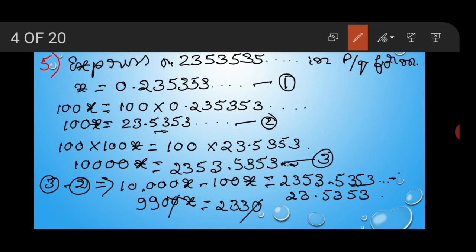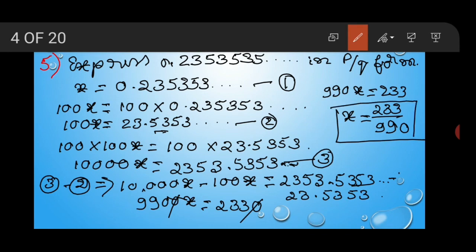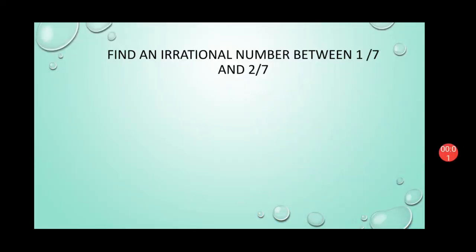Now 0 gets cancelled. You will get 990x is equal to 233. So the x value is equal to 233 divided by 990. We can't simplify. That is, 0.235353 on and on is equal to 233 divided by 990.